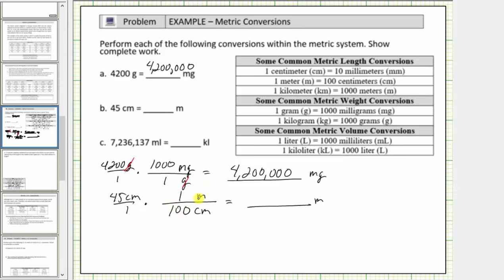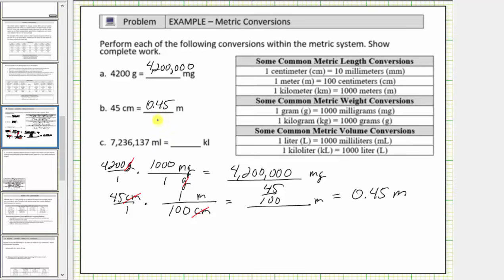100 centimeters. The units of centimeters simplify to 1. Multiplying, we have 45 over 100, or 45 hundredths meters. We could simplify this fraction to 9/20ths, but instead, let's write this as a decimal. 45 hundredths is equal to 0.45, and the units are meters. So now we know 45 centimeters equals 0.45 meters.